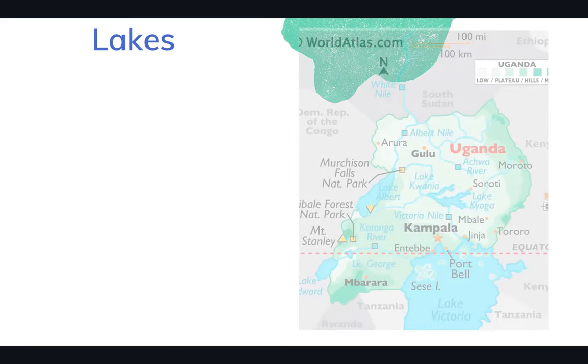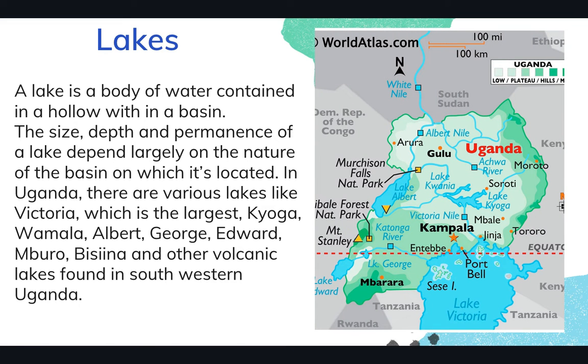Under lakes, we have different lakes, as we've seen earlier, and we want to understand what a lake is. A lake is a body of water contained in a hollow or basin. The size, depth, and permanency of a lake depend largely on the nature of the basin in which it is located. The nature, the width, the depth, and the parent rocks around that area determine a lot in the formation of this lake.